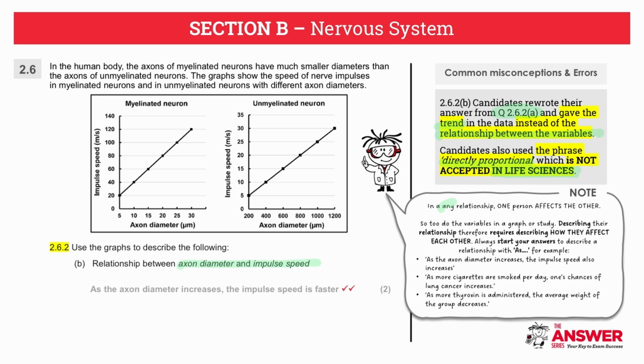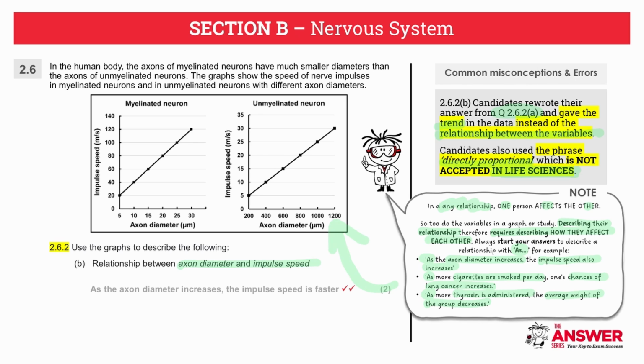So remember that in any relationship, one person affects the other, and so too do the variables in a graph or in any scientific study. Describing their relationship requires you to describe how they affect each other. So you always start your answers to describe a relationship with, as this happens. For example, as the axon diameter increases, the impulse speed will also increase. As more cigarettes are smoked per day, your chances of lung cancer increases. As more thyroxine is administered, average weight of a group decreases.